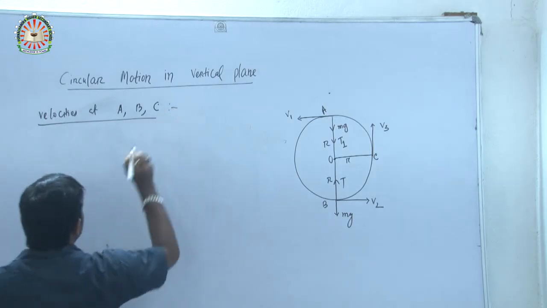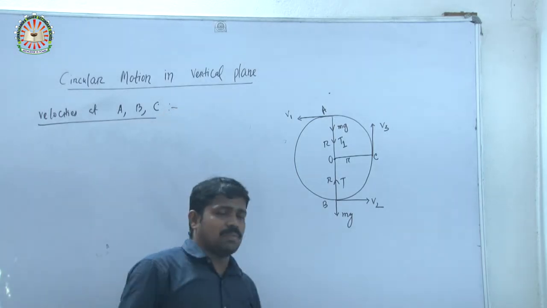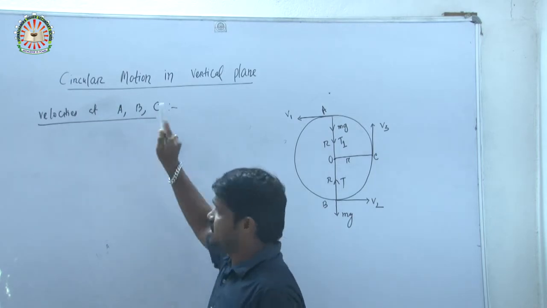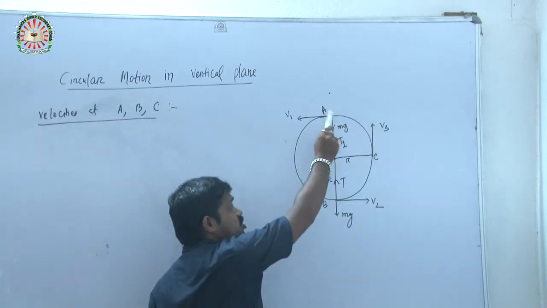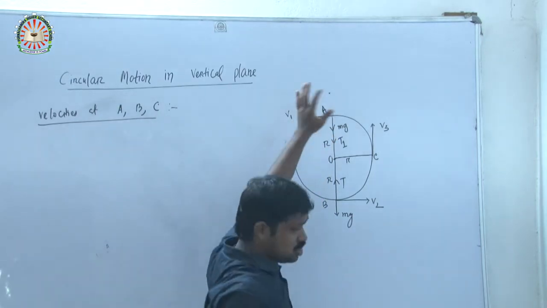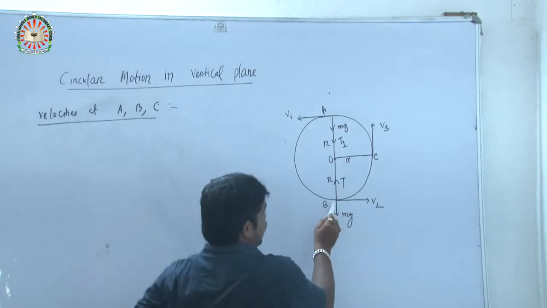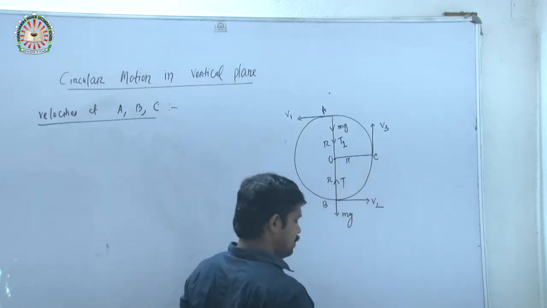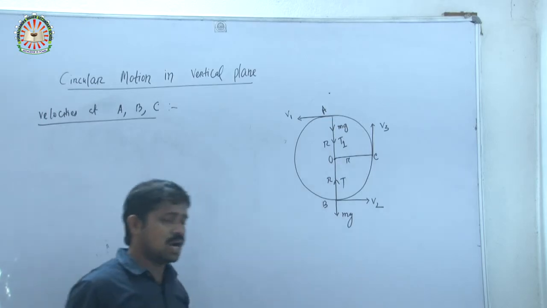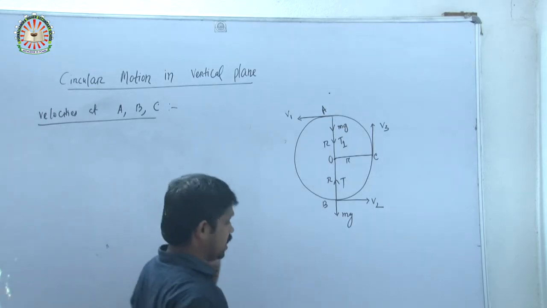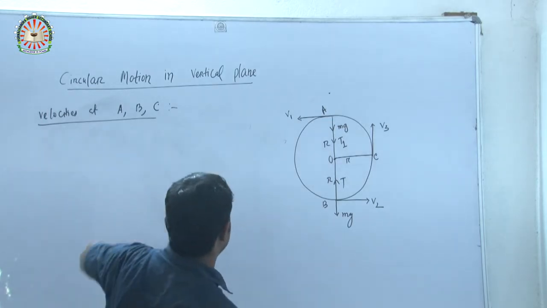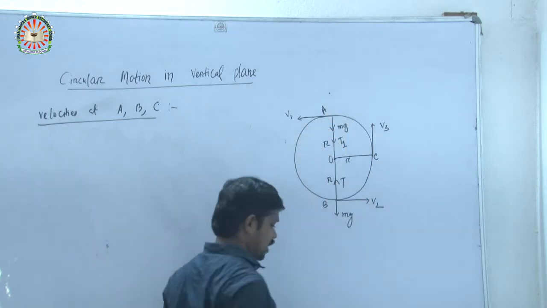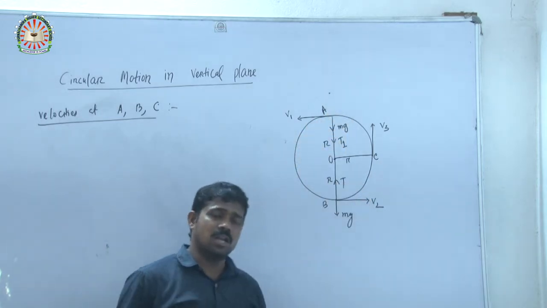This is our aim. So we have to find out the velocities at point A, at point B, at point C. At point A means at the top position, when the object is at the top position. And we are going to find out the velocity at the bottom position at B, and we are going to find out the midway position. Understood all of you? Clear? So let us find out one by one. First of all, let us find out the velocity at point A, the topmost point. Clear? Clear all of you?